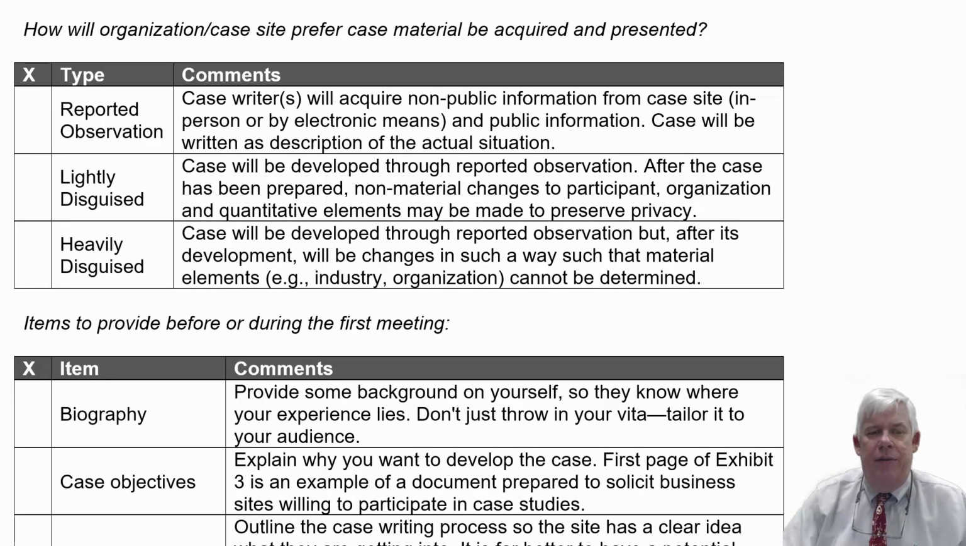On the subject of disguising, there are really three levels of disguise that you might present to the organization as being possible. One is essentially no disguise at all, a reported observation. You might change people's names so that they're not that easy to find on the website, but you're going to leave the identity of the organization within the case, and you're going to essentially simply report what you have seen.